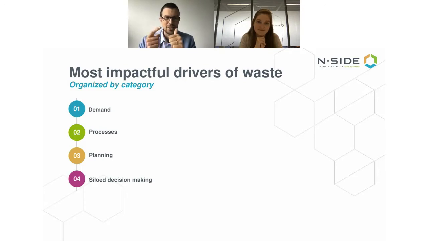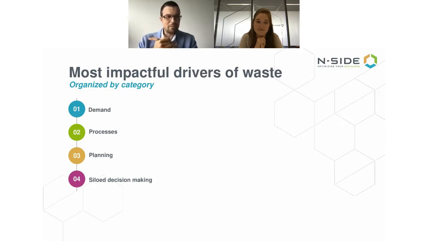So the 4 categories are, first, demand. Pauline already hinted to it. That's where it all starts, understanding how much drug your patients and your trials will actually need. For those of you that are aware of Insight, you know that's where we started, with this foundational layer of understanding the demand of individual clinical trials. And it's definitely one of the keys to bringing your waste levels down.